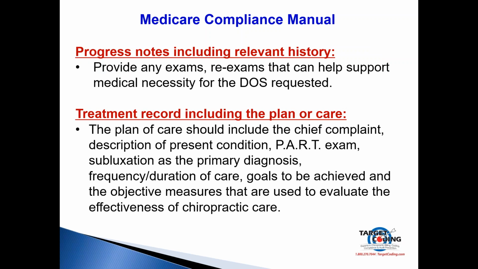They're asking for progress notes. Okay, so do you have any progress notes? Do you have any exams, re-exams that can help support the medical necessity for the dates of service requested? Do you have a treatment plan? They're asking for a treatment plan or a treatment record. That should include the chief complaint, description of the condition, the part exam, the subluxations as the primary diagnosis, the frequency and duration of care, the goals to be achieved, and the objective measures that you're using to evaluate the effectiveness of chiropractic care and how you're monitoring patients' care.